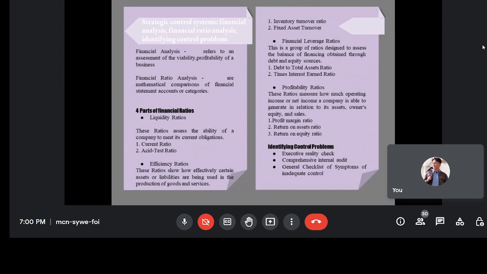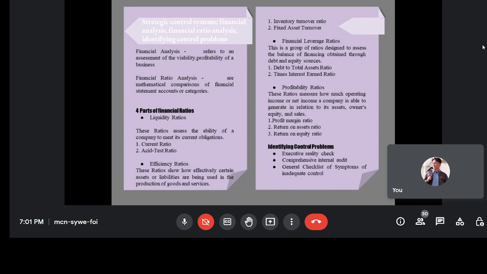Then we have the financial ratio analysis. These are mathematical comparisons of financial statement accounts or categories. These relationships between the financial statement accounts help investors, creditors, and internal company management to understand how well a business is performing and the areas in need of improvement. These ratios allow us to compare companies across industries, even if they are big or small, so as to identify their strengths and weaknesses.